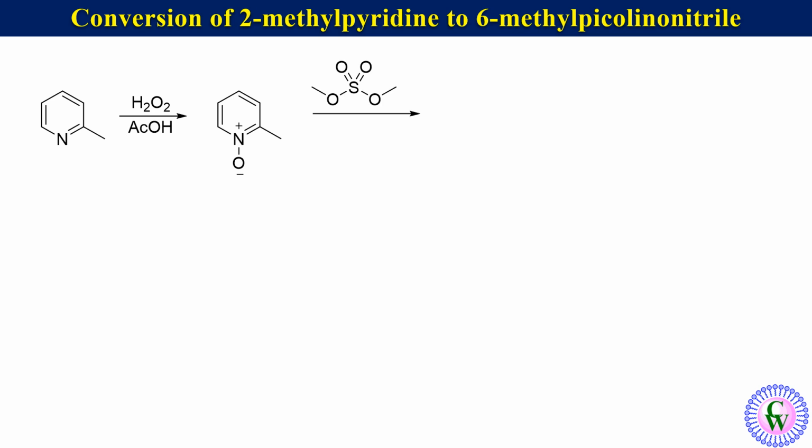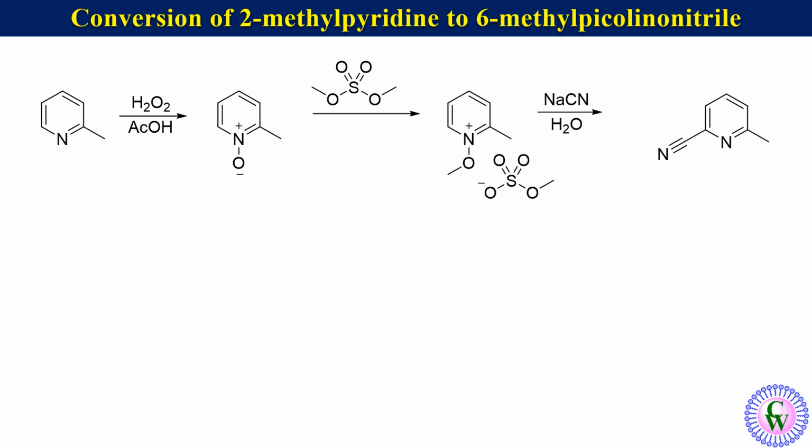2-methylpyridine N-oxide reacts with dimethyl sulfate to produce N-methoxy 2-methylpyridinium methyl sulfate, which in the last step reacts with aqueous sodium cyanide to produce 6-methylpicolinonitrile. Now let's see the details of these steps.